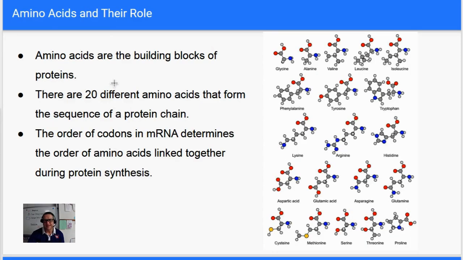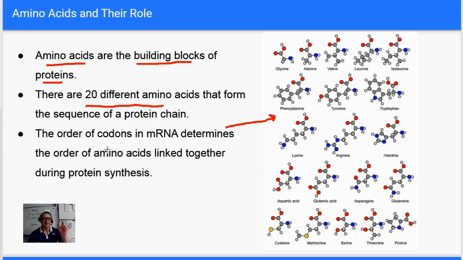All right, amino acids and their role. This is very simple. Amino acids are the building blocks of proteins. So proteins are made from amino acids. There's 20 different amino acids. You will not need to know them. Here's some of them over here, or all of them. Phenylalanine, tyrosine, arginine, lysine, aspartic acid.